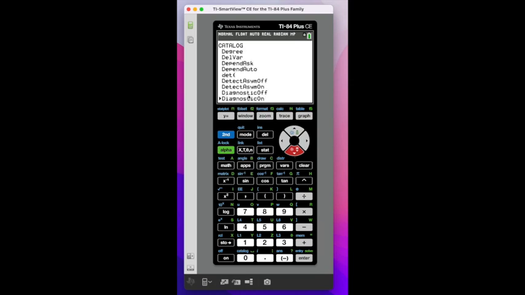Okay, so there's diagnostic off and diagnostic on. Make sure that you're clicking diagnostic on. When you hit enter, it will bring you back to your home screen. Then you hit enter one more time and it will say done. Now you're set up so that you will get your R and your R squared value when you perform your linear regression.